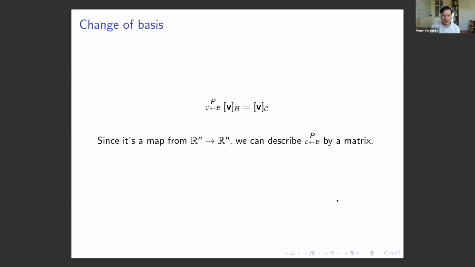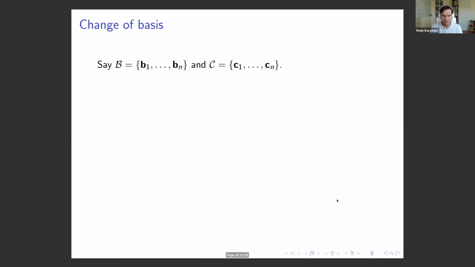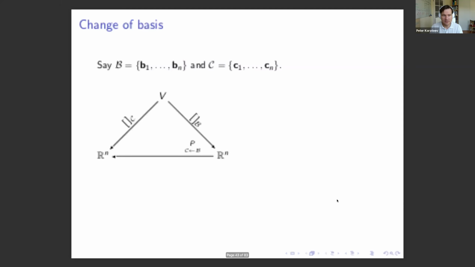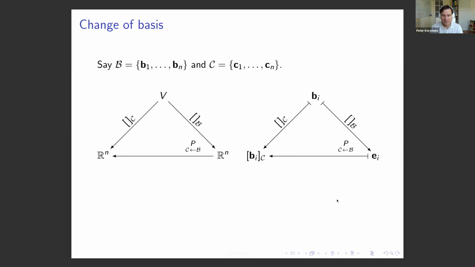So it should be a matrix because it's a map from R^n to R^n, luckily. So in order to figure out which matrix it is, we need to see where it sends the vectors from the canonical basis, the e_i's. So take, say, B equal to b_1 through b_n, and C equal to c_1 through c_n. Now, this triangle of isomorphisms will map it as follows.